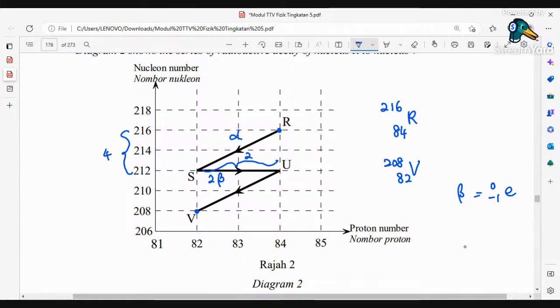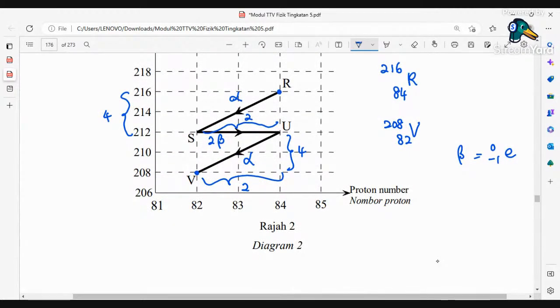And then U to V, again, you can see the nuclear number reduced by 4, and the proton number by 2. So 4, 2 is 1 alpha. So from here, we have 2 alpha and 2 beta. That one is by using the graph.